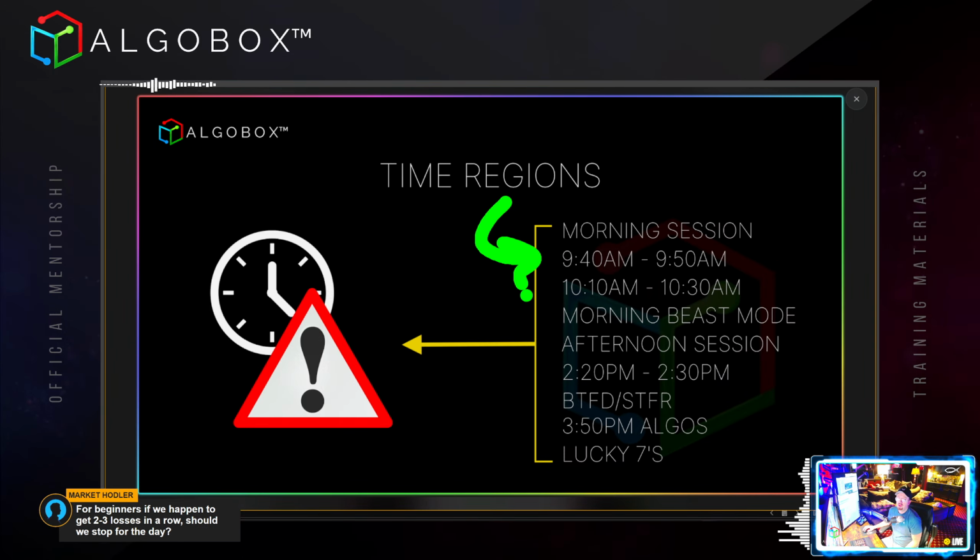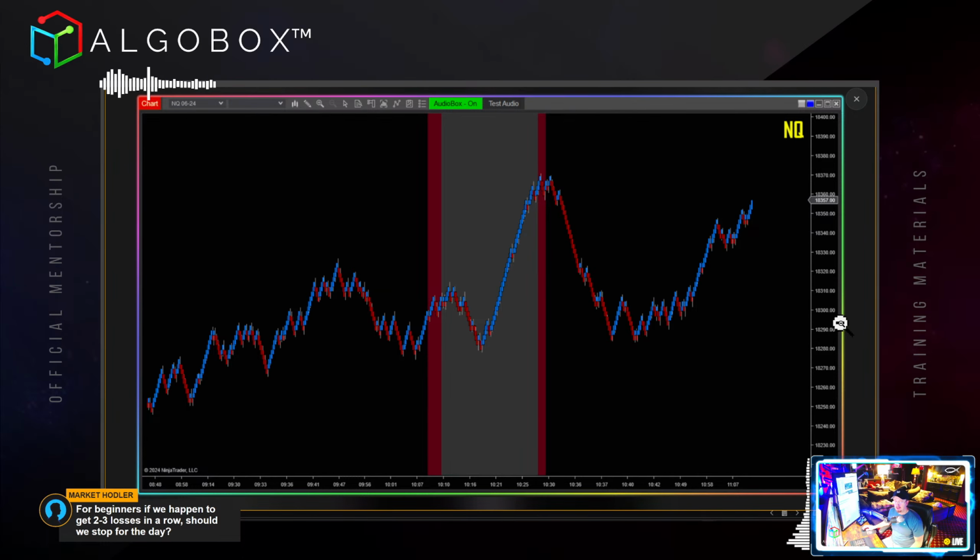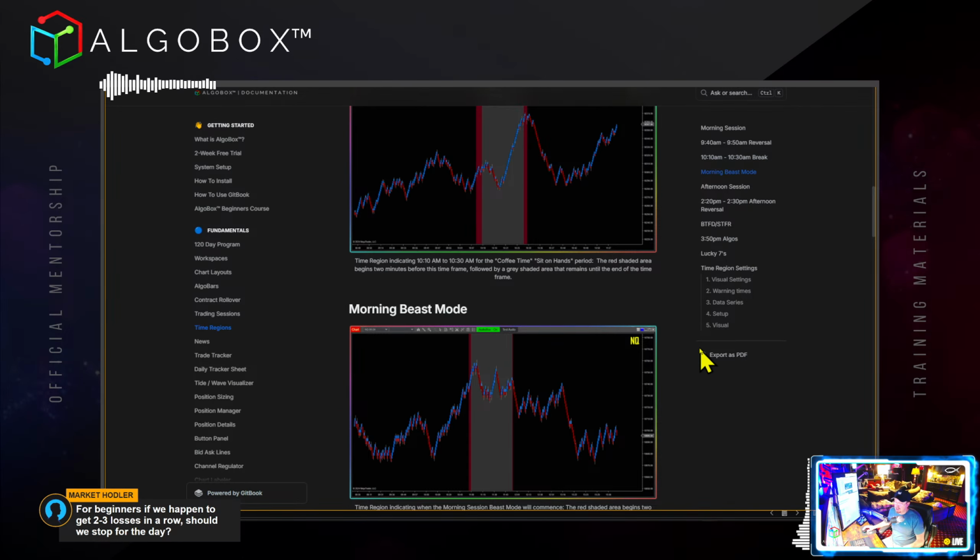The 940 to 950 region will look like this in between its beginning and ending. The 1010 to 1030 looking like this. Again, by default, you can change these to whatever colors you want. Morning beast mode hour, afternoon session, time regions. There are the settings right there that we really care about. Morning sessions, you can turn these on or off, basically.